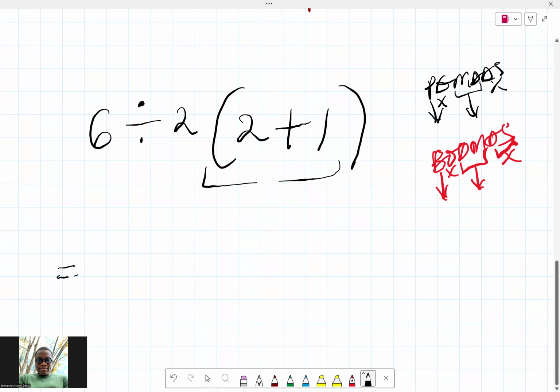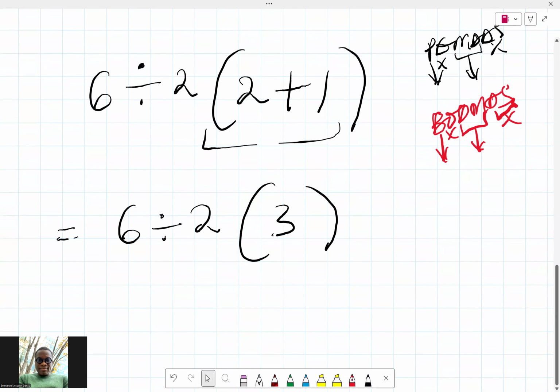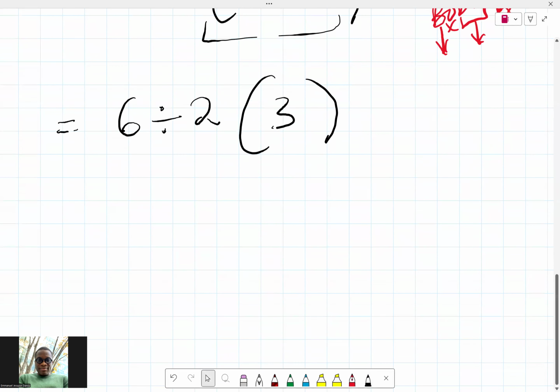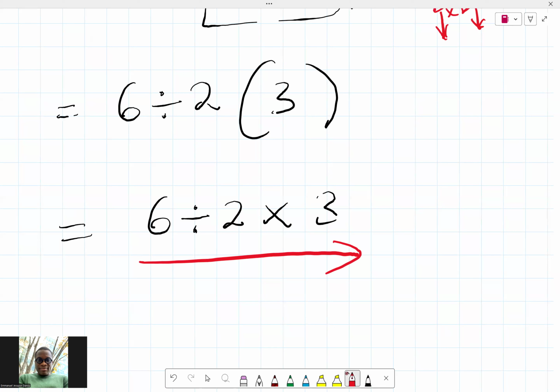So this is equal to 6 divided by 2 into 2 plus 1, that is 3. So that is taken care of. Now this is 6 divided by 2, and 2 brackets 3 is more like 2 times 3, basically. So you can write it out that way for clarity: 6 divided by 2 multiplied by 3. That's basically what this reduces to. Because multiplication and division are of the same order, whenever they come together like this, you have to do your operation from left to right.